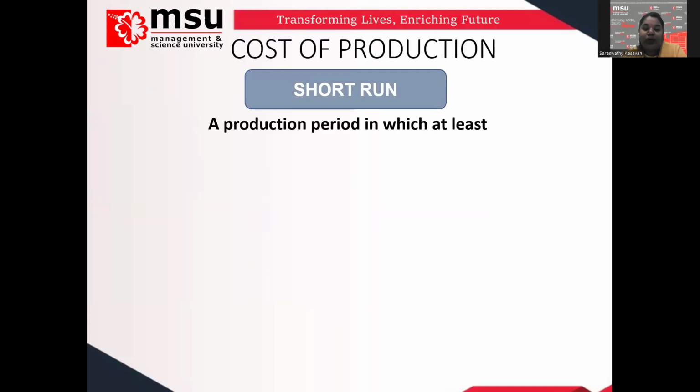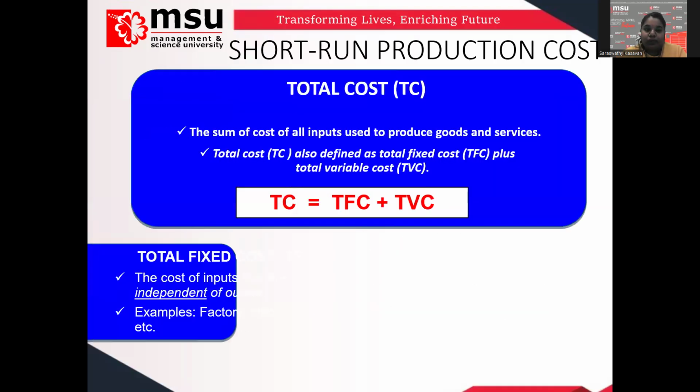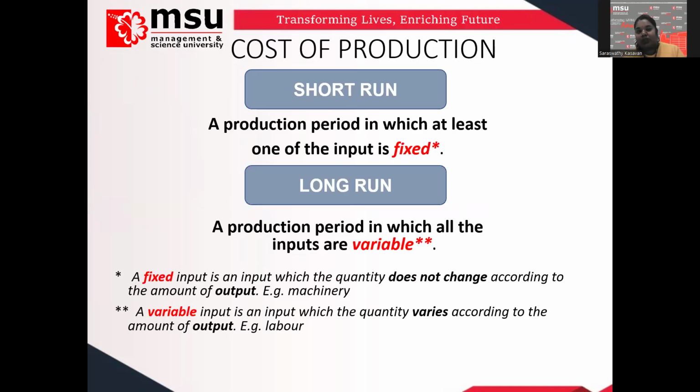Okay, cost of the production is divided into two types: one is the cost used for the short run, and the other is the cost used for the long run. But what is the difference between the short run and long run? For the short run we use two different types of cost, because we use two different types of input, fixed input and also variable input.